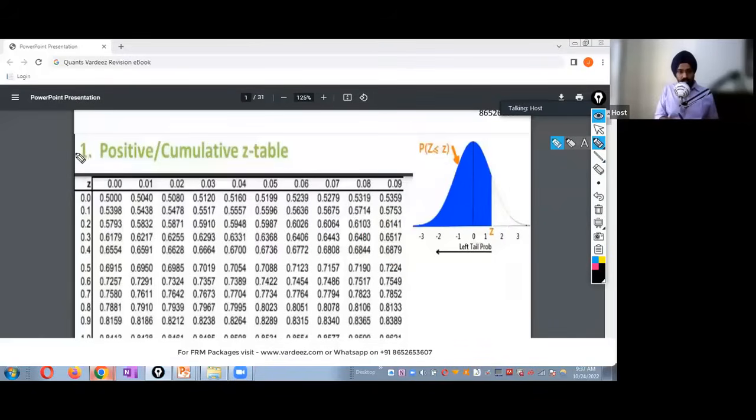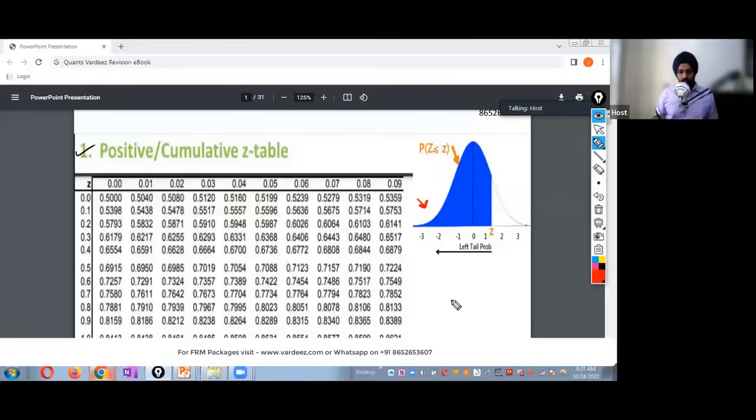All right, so this is the positive or cumulative Z table that is going to be provided to you on the exam as well. So you don't need to remember these probabilities. Everything is going to be provided on the exam. So now, how do you check the Z table? The first thing to notice is this.